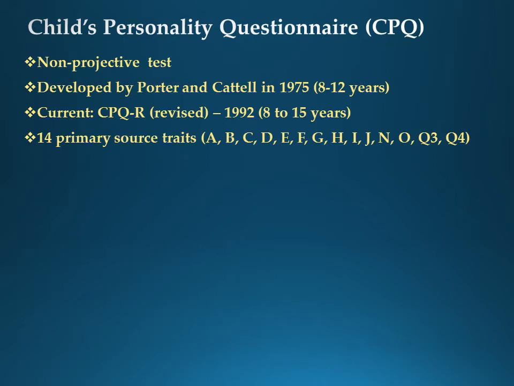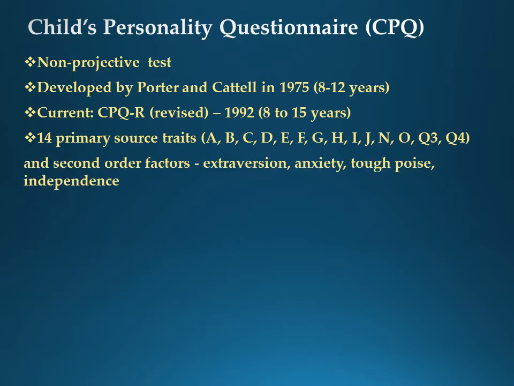The factors are not really named, because the factors are described. So these letters have been given: factor A, B, C, D, E, F, G, H, I, J, N, O, Q3, and Q4. And there are second order factors which also can be measured with the source factors, which are extroversion versus introversion, anxiety, tough poise, and independence.